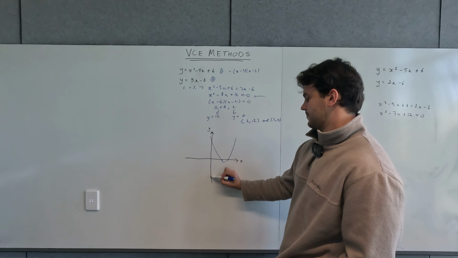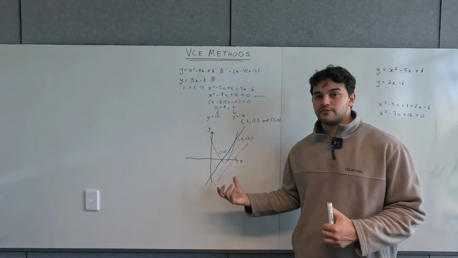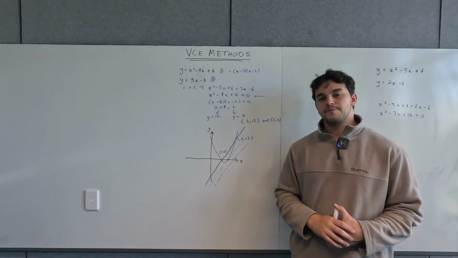The other case, which is probably equally as common as two intersections, is that you have no intersections. If your linear equation completely misses your parabolic equation, then obviously you'll have no solutions or no intersections, because you can graphically see that those two functions never meet.